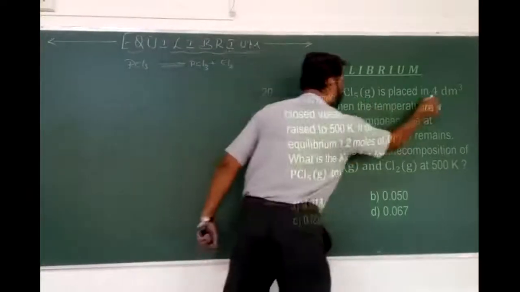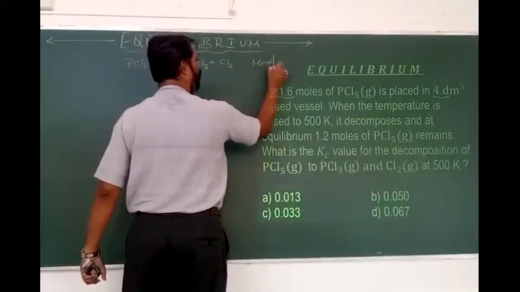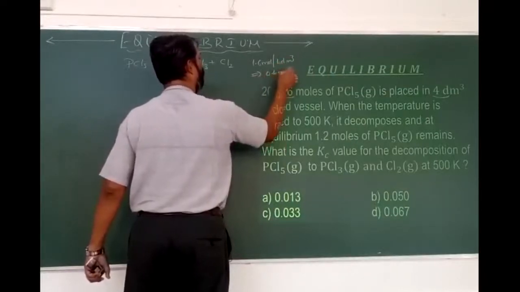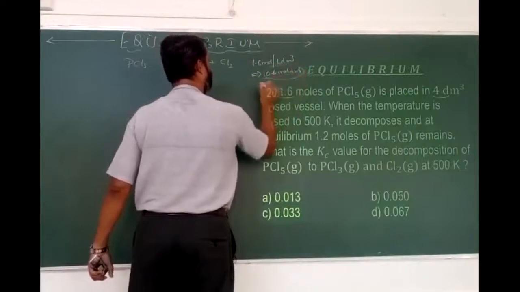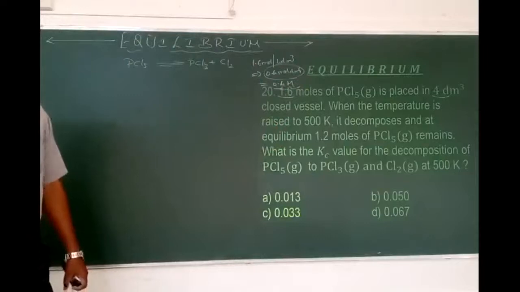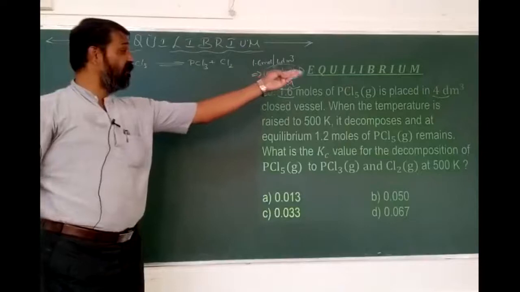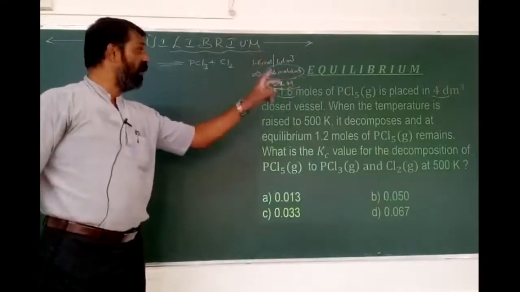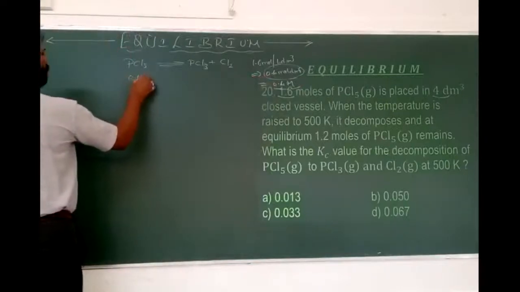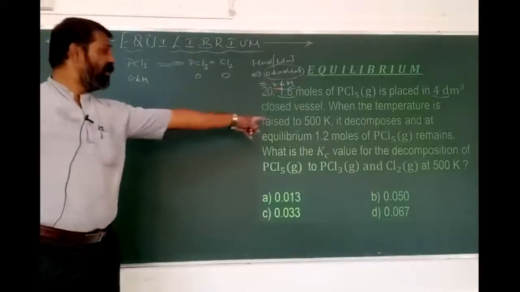Initially, how much has been taken here? 1.6 moles in how much? 4 dm cube. What is the meaning of 1.6 moles per 4 dm cube? It is equivalent to 0.4 mole per dm cube, so the concentration is 0.4 molar directly. Instead of calculating the number of moles first and then converting to concentration, 1.6 moles of PCl5 in 4 dm cube is for 1 dm cube 0.4, so the molar concentration is 0.4 here. Initially PCl3 and Cl2 are 0 and 0.